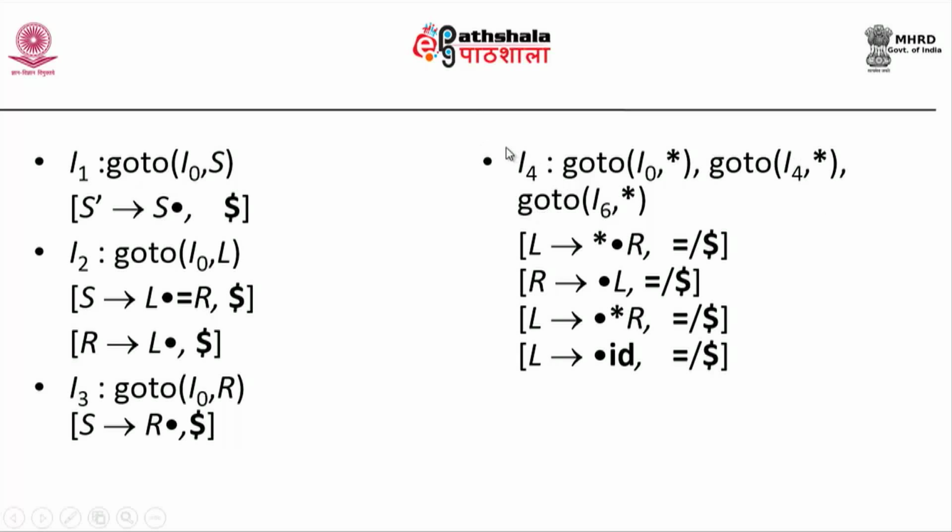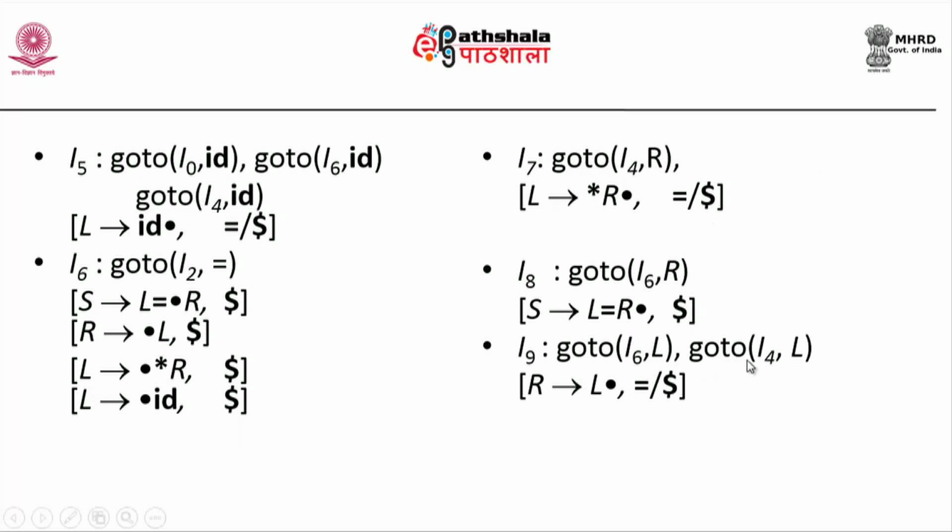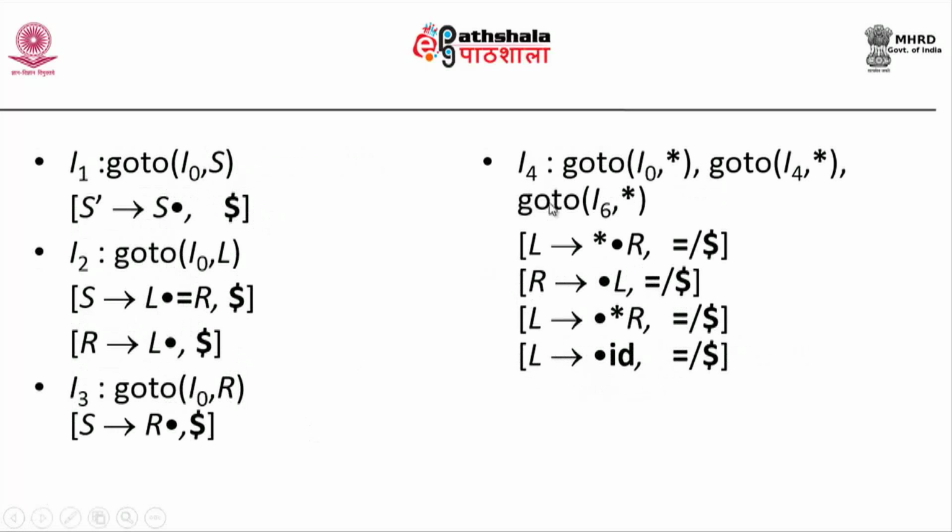So here in I4 I have actually combined some items. Similarly, if you look at it, I have here I6 comma L and I4 comma L. I6 comma L will be R produces L dot, comma dollar alone. Okay, that's I6 comma L. If you look at I4 comma L on the other hand, I4 comma L will be R produces L dot, comma equal to slash dollar.